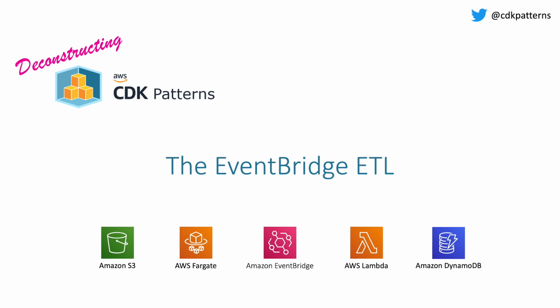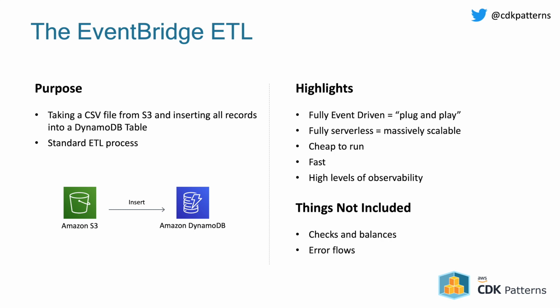Today we will be discussing the event-bridge-etl pattern, which is made up of the following AWS components: AWS S3, Fargate, EventBridge, Lambda, and DynamoDB. The event-bridge-etl is designed to take a CSV file that has been uploaded to S3, extract the contents, transform it into JSON, and insert the data into DynamoDB. You would call this a standard ETL process.